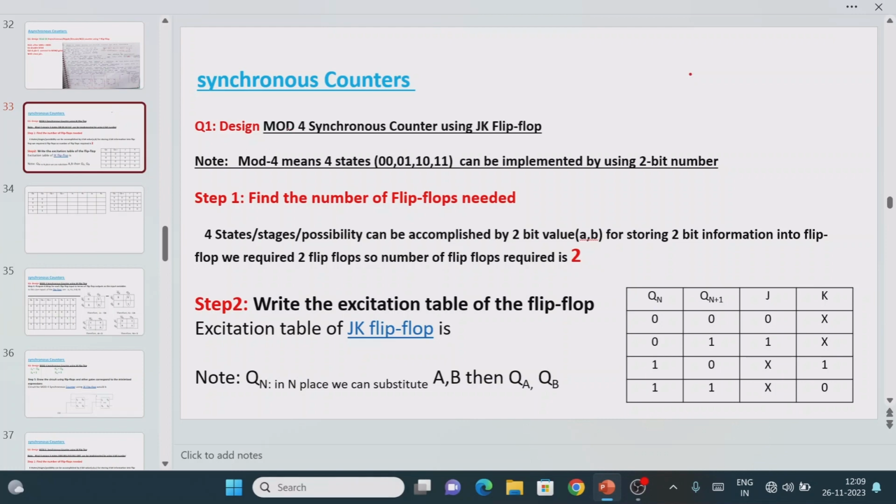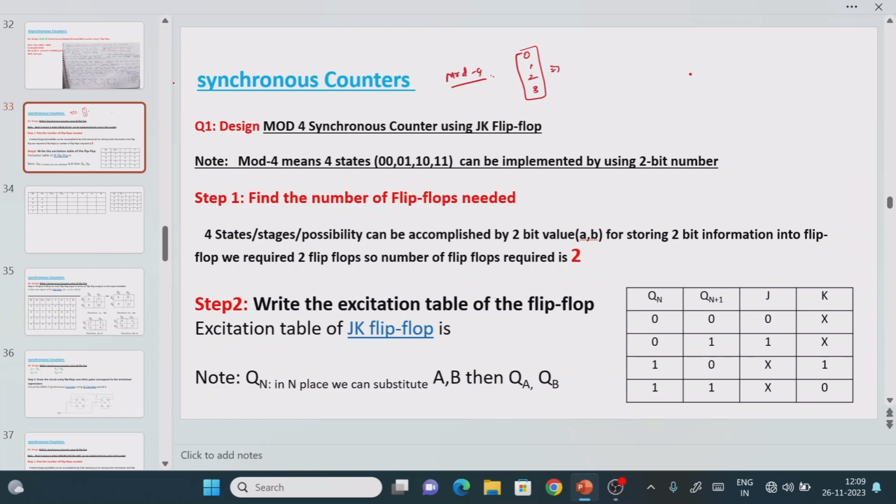We need to design the mod 4 synchronous counter using which flip flop? JK flip flop we need to design. First we will try to understand what is the meaning of mod 4. As we discussed in the asynchronous counter, the meaning of mod 4 is that it is going to perform 4 stages or 4 states. What is the meaning of this? 0 1 2 3, it means that it will perform the 4 states or 4 stages.